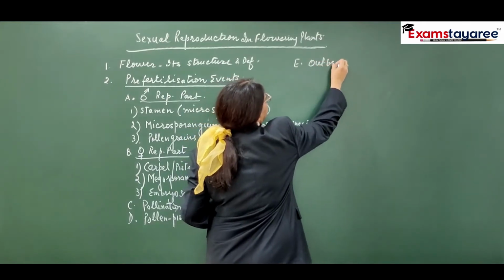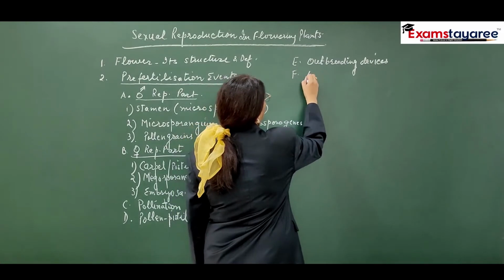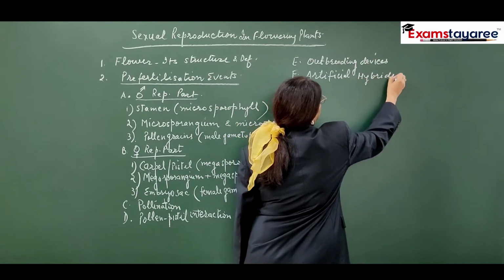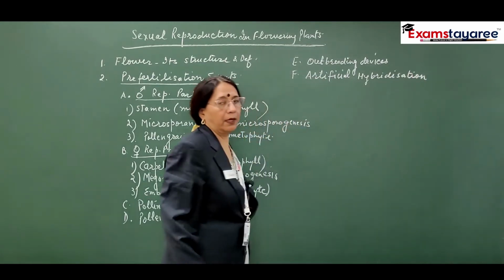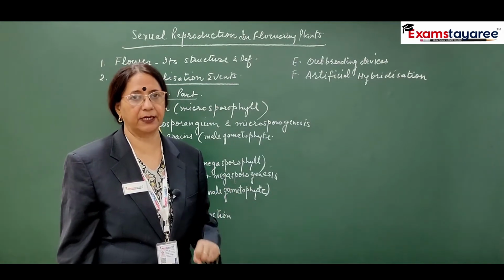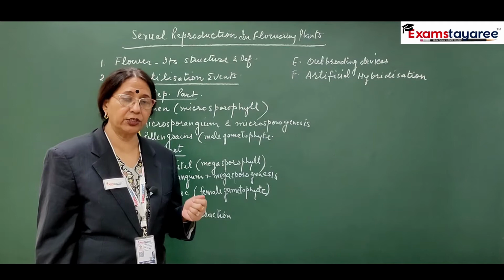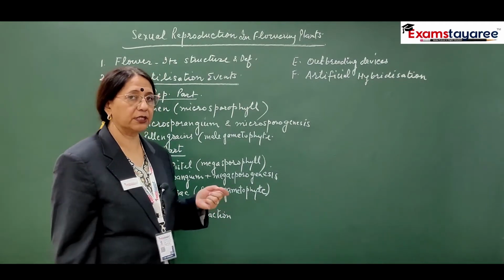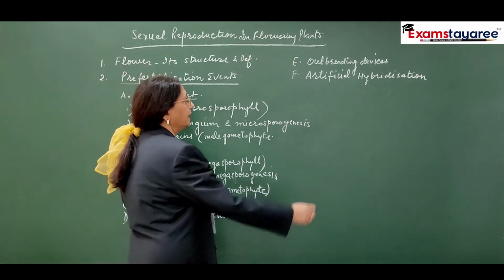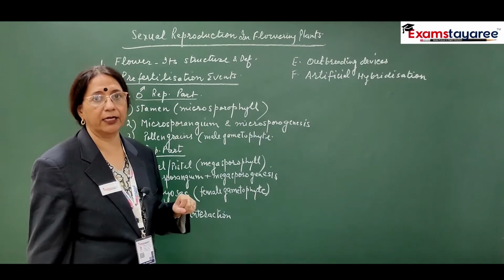Along with this, we will study outbreeding devices and artificial hybridization. So, what are outbreeding devices? You know that cross fertilization is better than self fertilization, because cross fertilization brings about variations. So, to encourage cross pollination and cross fertilization and to discourage self fertilization, plants have created certain outbreeding devices which we will study in detail. And then artificial hybridization. You have studied about hybridization, how artificially it is done. This we are going to study in artificial hybridization.